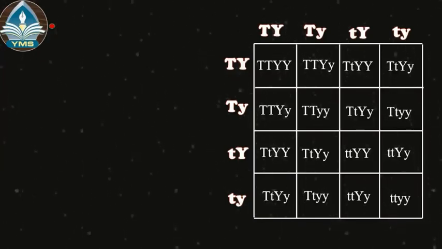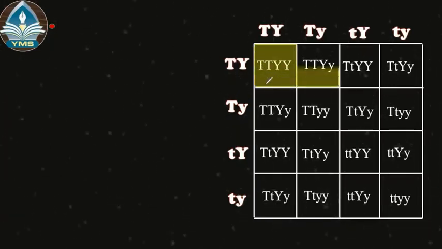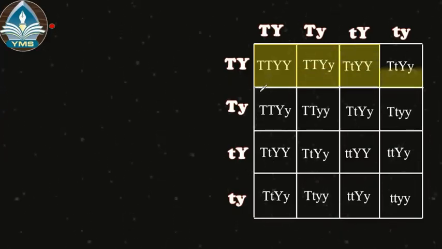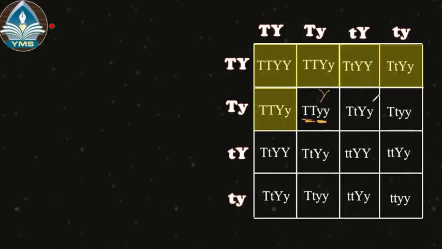Are they going to be tall or short, yellow or green? The first one is tall and yellow. Tall and yellow, this one. So these are all tall and yellow. This one is tall, but it is not yellow. It is green. It doesn't have one capital Y, it doesn't have one dominant allele. It has these two recessive alleles, so we will not mark it.